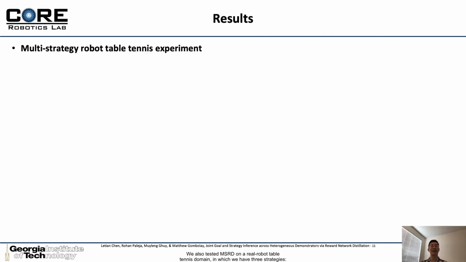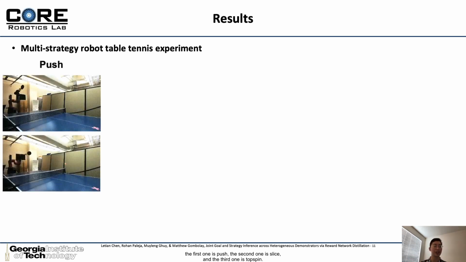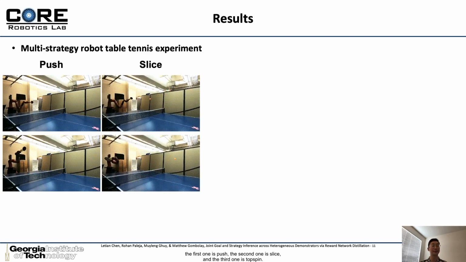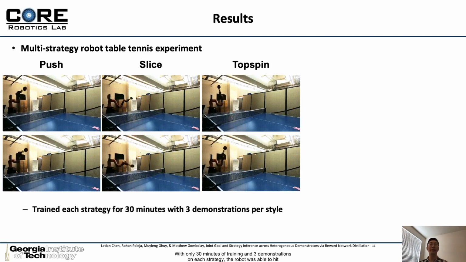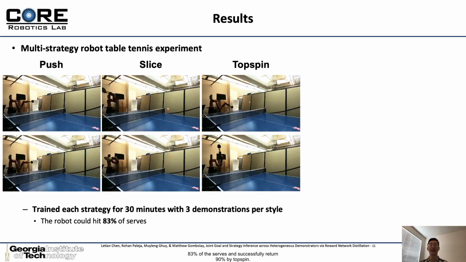We also tested MSRD on a real robot table tennis domain, in which we have 3 strategies. The first one is push. The second one is slice. And the third one is top spin. With only 30 minutes of training and 3 demonstrations on each strategy, the robot was able to hit 83% of the serves and successfully return 90% by topspin.